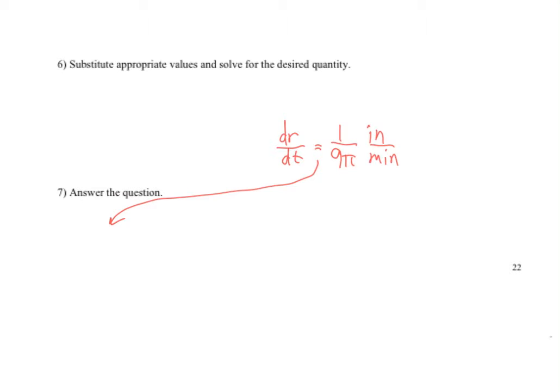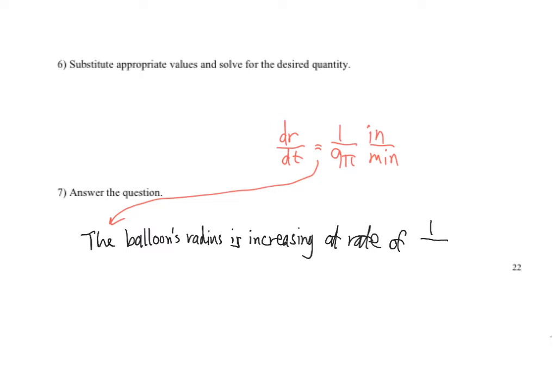So given the calculations that we did and that we ended up with, we can answer this question in a complete sentence. We can say the balloon's radius is increasing at a rate of 1/9 pi inches per minute. If you were asked to, you could find a decimal approximation of 1/9 pi. I'm not going to worry about that right now.